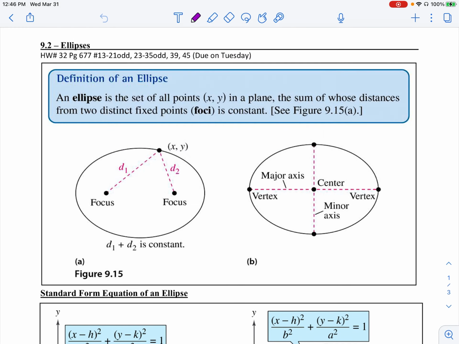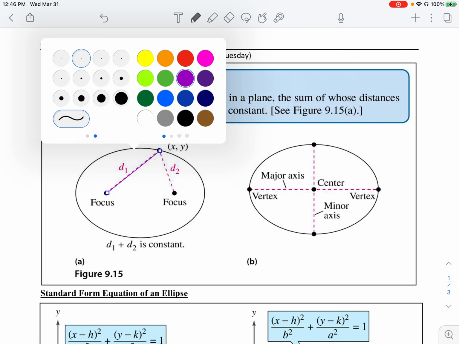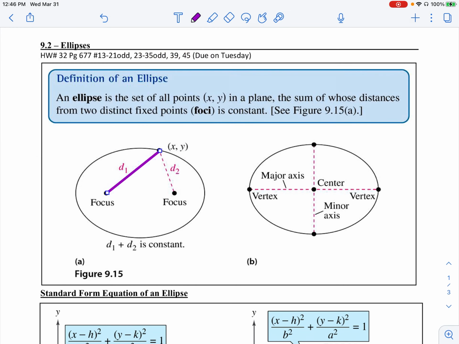So suppose we have two fixed points. Each point is a focus, and the two of them together, we call them foci. So we've got two foci here. And if I were to find the distance from a point there to one of the foci, and find the distance from that point to the other focus, we have D1 and D2 here. We see that D1 plus D2 is going to give us some value, some constant.